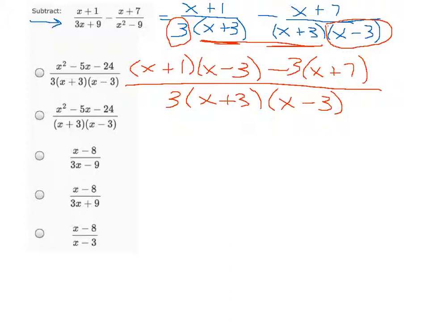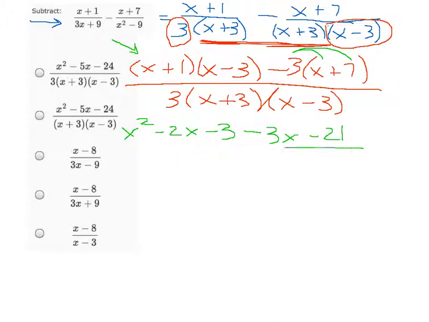Now, we want to simplify this even further. And we can simplify by FOILing this first term and distributing in the second. So with our first one, we'll be left with x squared minus 2x minus 3, and that is minus a 3x minus 21 over our common denominator, 3 times x plus 3 times the quantity x minus 3.